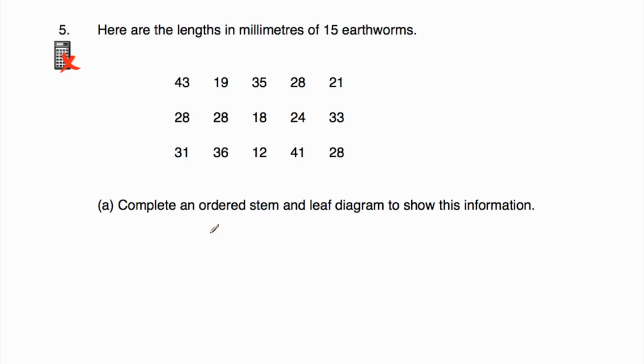So we're going to put down our stem. So 1, 2, 3, and 4. That represents the digits in the tens column. We've then got our line, and let's put in our leaves. And remember, we're going to do unordered to begin with.